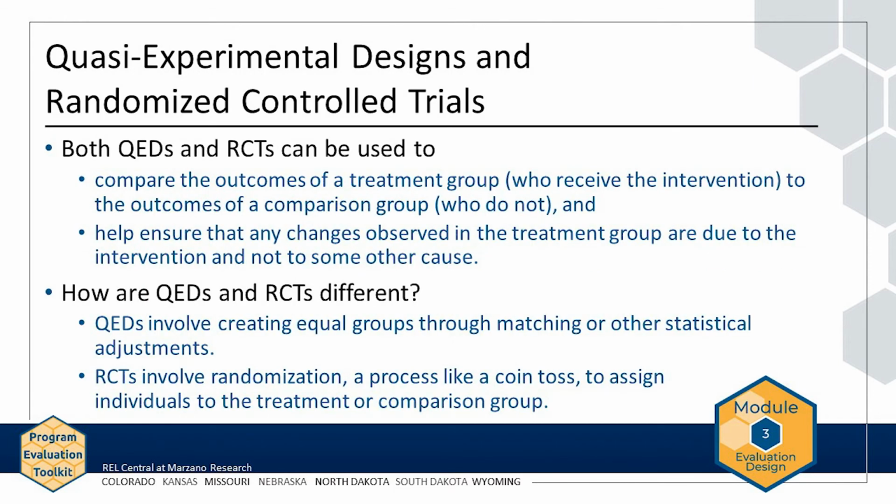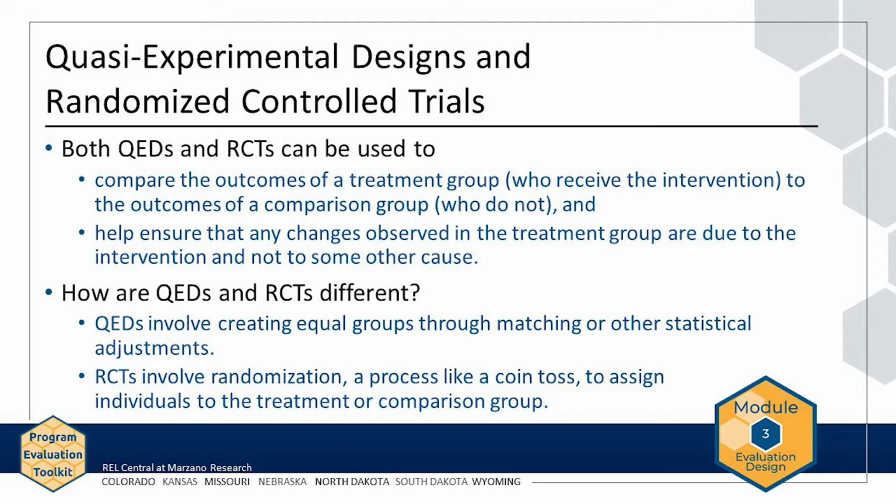Now let's turn to two evaluation designs that can be used to determine if a program is likely to have caused its expected outcomes: quasi-experimental designs, or QEDs, and randomized controlled trials, or RCTs. Both QEDs and RCTs compare the outcomes of a treatment group who receive the intervention to the outcomes of a comparison group who do not receive the intervention. Consequently, both QEDs and RCTs are often used to answer the same types of evaluation questions.